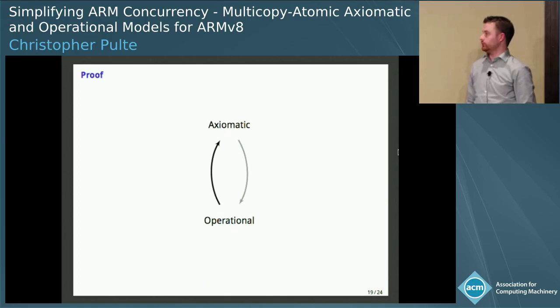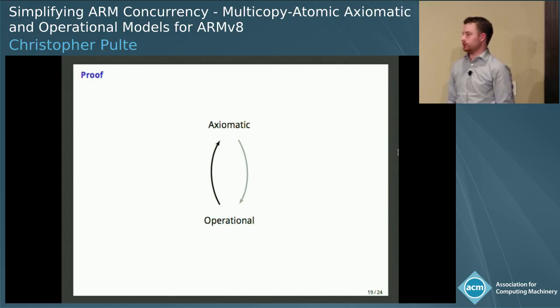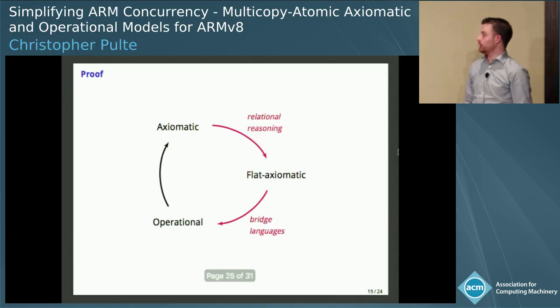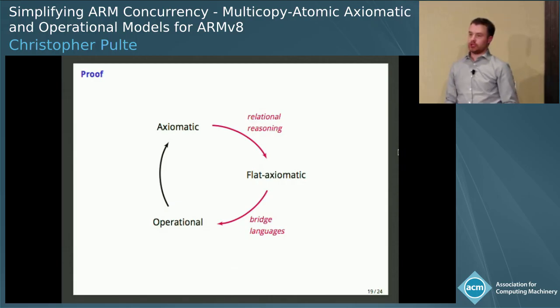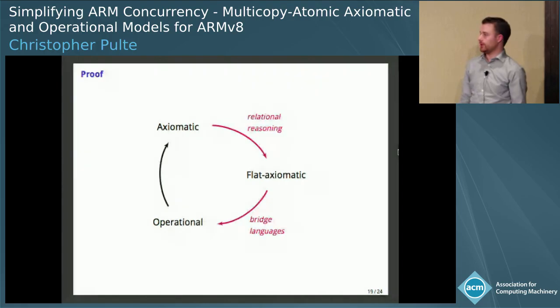The second direction of the proof is more difficult, going from axiomatic to operational model, because we now have to show that given only an axiomatic model candidate execution, we can construct a valid operational model trace. But the operational model is quite big, has a lot of machinery, so constructing a legal trace is difficult. What we do here is introduce an intermediate model called flat axiomatic, which tries to capture the behavior of the operational model as closely as possible, but in this axiomatic language, so that this part of the proof, going from flat axiomatic to operational, is only about bridging between these two languages. The interesting part is in showing the relation between these two axiomatic models, and this is mostly by relational reasoning.